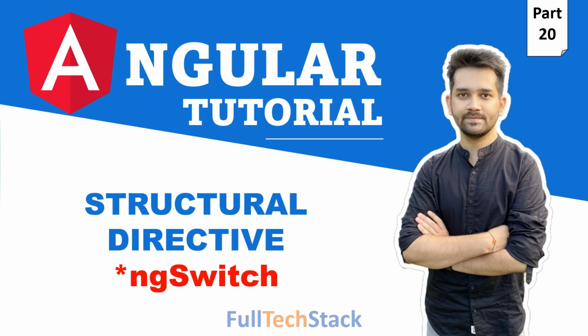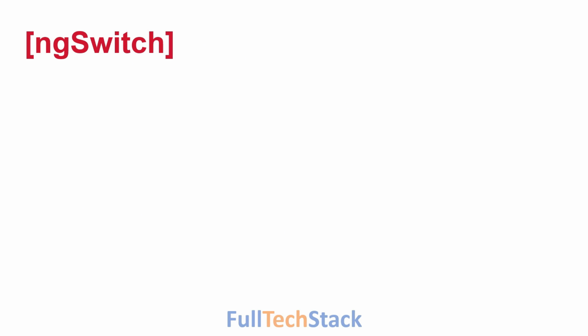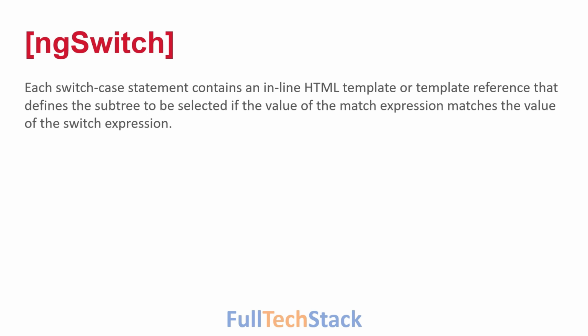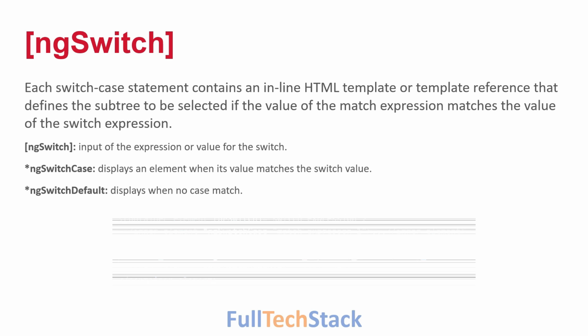In programming, a switch statement allows us to execute different parts of our code based on certain conditions. Angular brings a similar concept into the web development world with its ng-switch directive. You basically use the ng-switch directive when you have to compare against multiple values, and this is done using three directives: ng-switch, ng-switchCase, and ng-switchDefault.